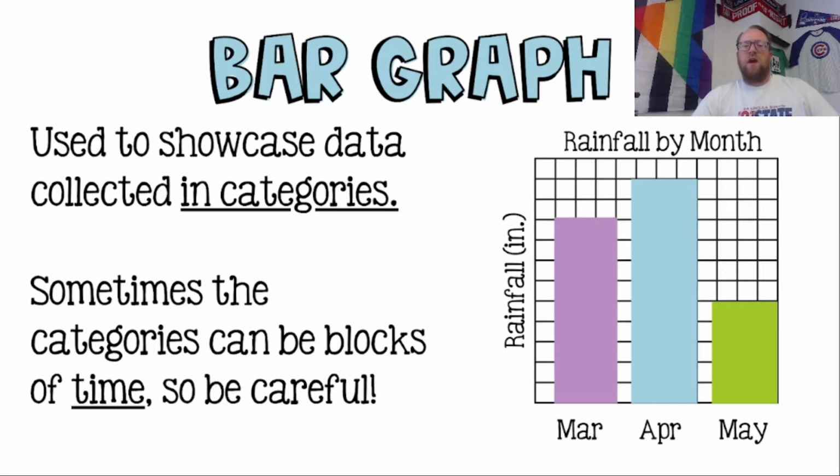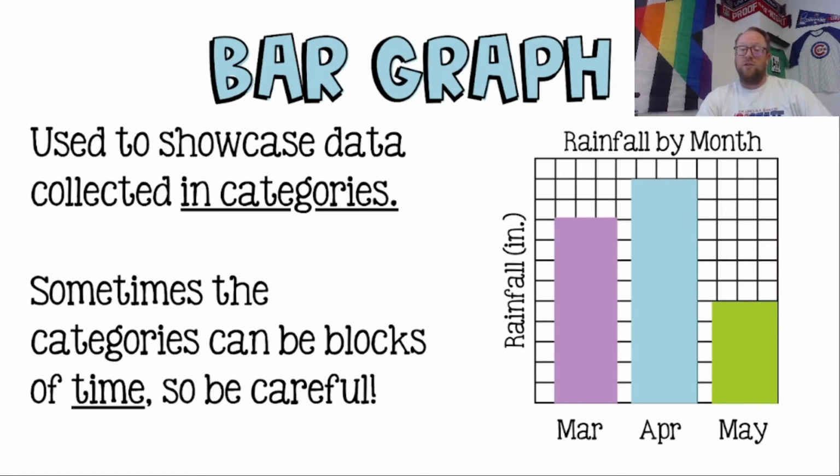The second type of graph is a bar graph. This is used to showcase data that's collected in categories. Sometimes, however, the categories can be blocks of time, so be careful. In this example, our blocks of time are different months. So we have the month of March, April, and May, and we're looking at how much rain in inches fell in each of those months.